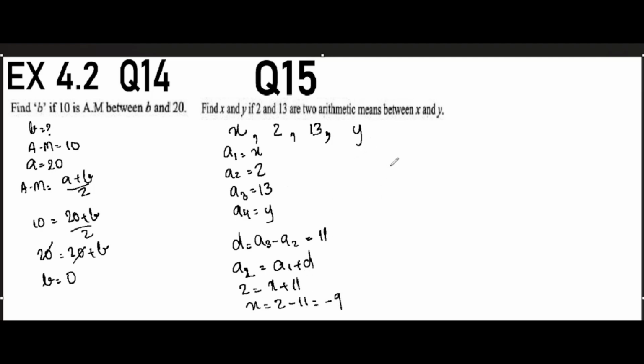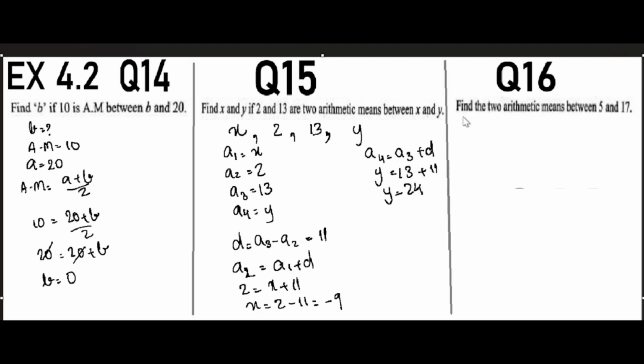Now we have to find the value of y. So we can use a3 to find the value of y. a4 is equal to a3 plus d, because when we add the difference to this term, then we get this term. So 13 plus d equals y. a4, which is y, is equal to a3, which is 13, plus d, which is 11. So y is equal to 13 plus 11, which is 24.